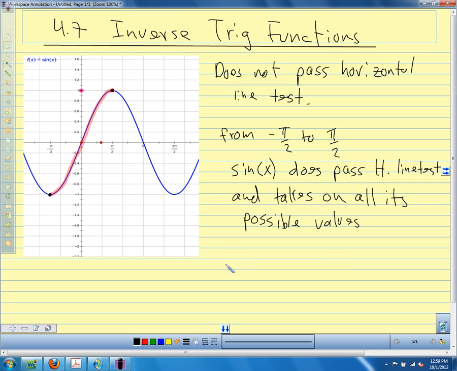And we say that our inverse sine function equals the inverse sine of x. We've used that before. And the other way you'll see that is y equals arc sine x. These two things mean exactly the same thing.